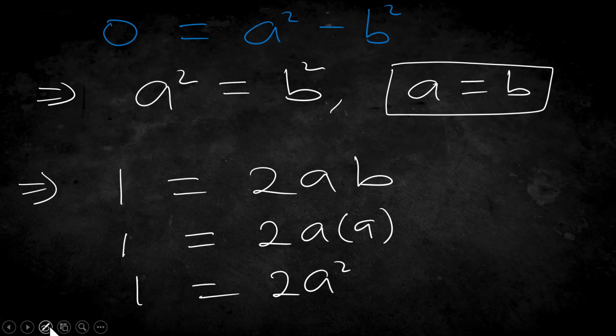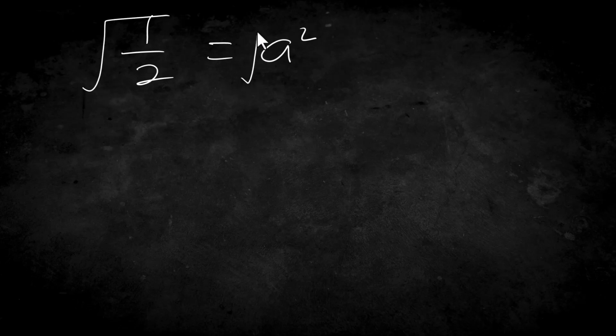So 1 equals 2a squared. From here you can divide both sides by 2. That will be half equals a squared. Therefore, take square root on both sides. So that will be a equals plus or minus the square root of half. That is a.